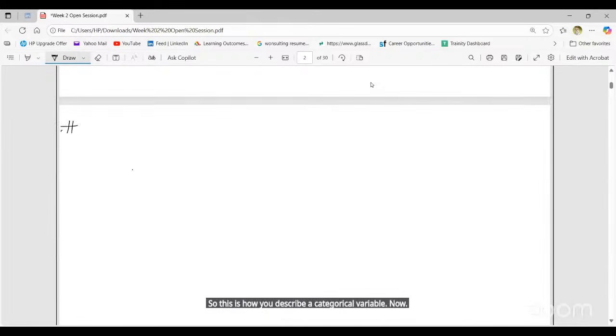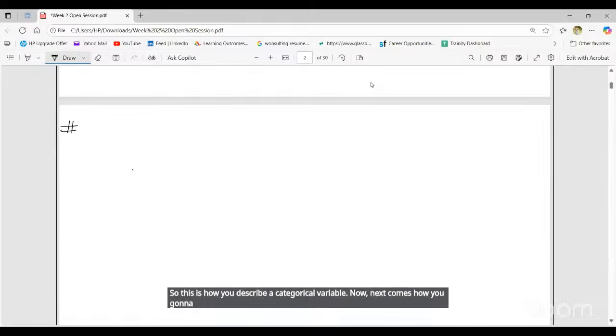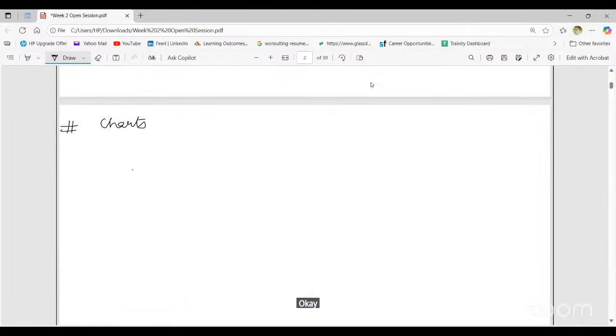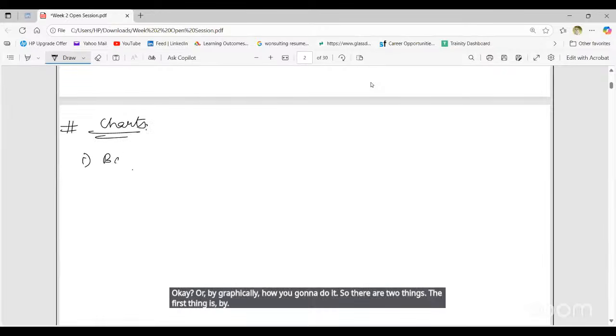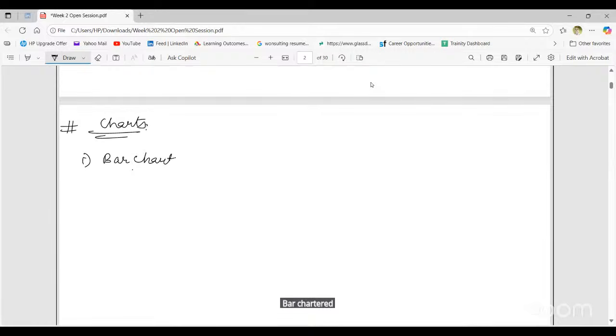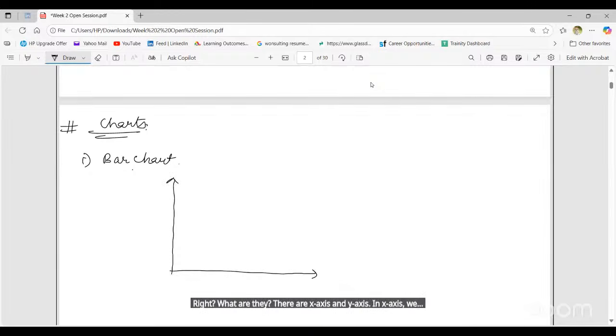Now next comes how you are going to describe a categorical variable through charts, or graphically. There are two things. The first thing is the bar chart. What is a bar chart? It consists of two axes, right? There are the x-axis and the y-axis, horizontal and vertical.